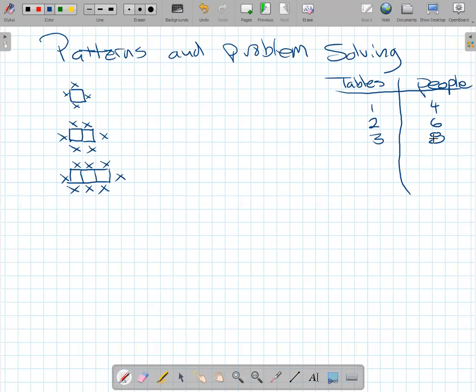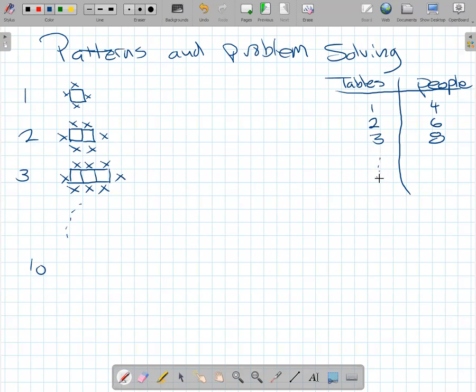In the picture, right? 1 table, there's 1 top and bottom, 1 on each side. 2 tables, 2 people top and bottom, 1 on each side. 3 tables, 3 people top and bottom, 1 on each side. I'm just going to jump down for fun. I'm going to skip 4, 5, 6, 7, 8. I'm just going to jump up. What if there were 10 tables?